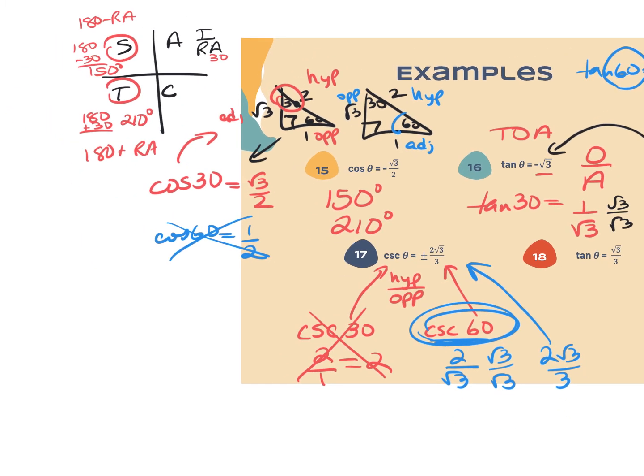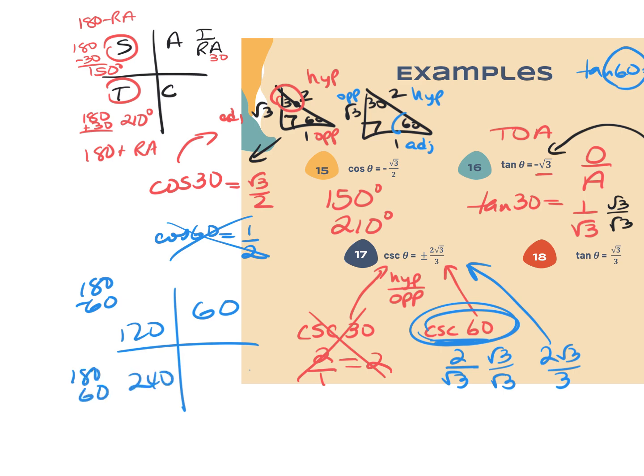Now this one, it's got the plus minus, so I have to do all 4 quadrants. So 60 will be an answer, 180 minus 60, so 120, 180 plus 60, so 240, and then 360 minus 60, so 300. So all 4 of these are answers.